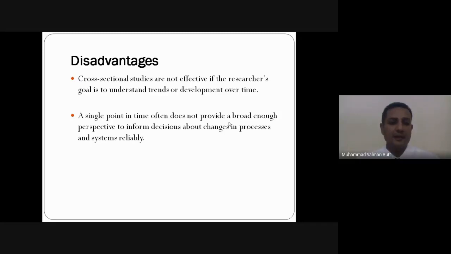And the second disadvantage is that a single point in time often does not provide you a broad enough perspective to inform decisions about changes in processes and systems reliability. You have to understand that if you want to understand the reliability of any system, or if you want to see any change in a system, then the cross-sectional study design is not the choice of research design for you, guys.